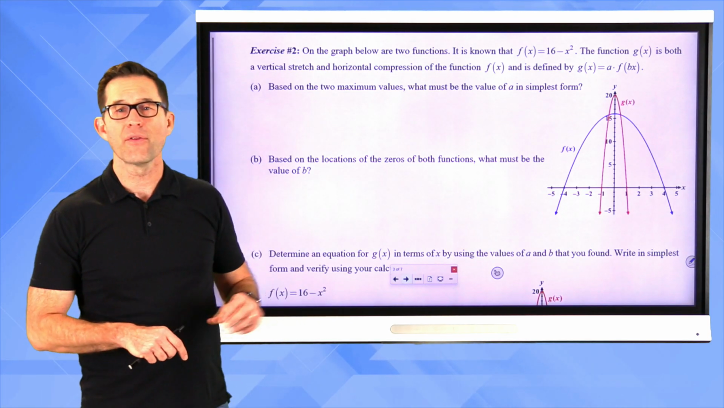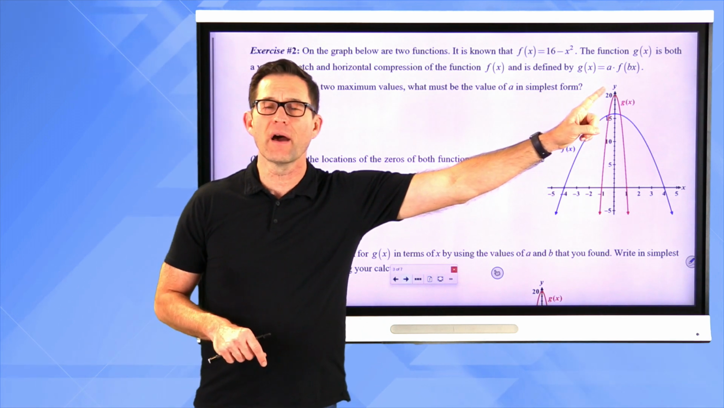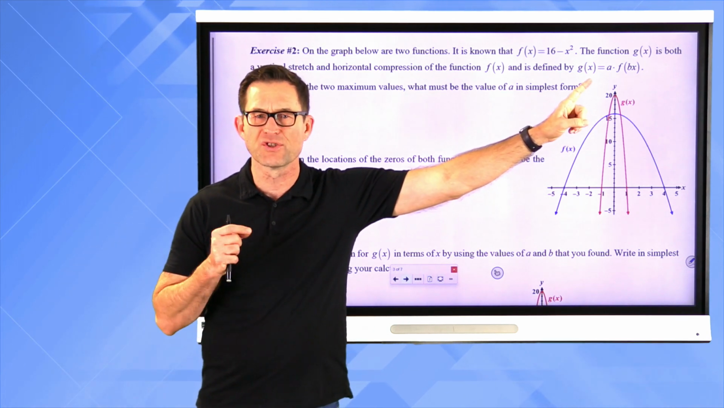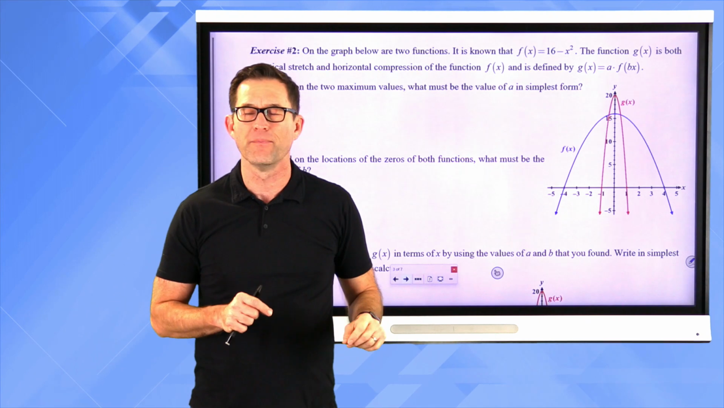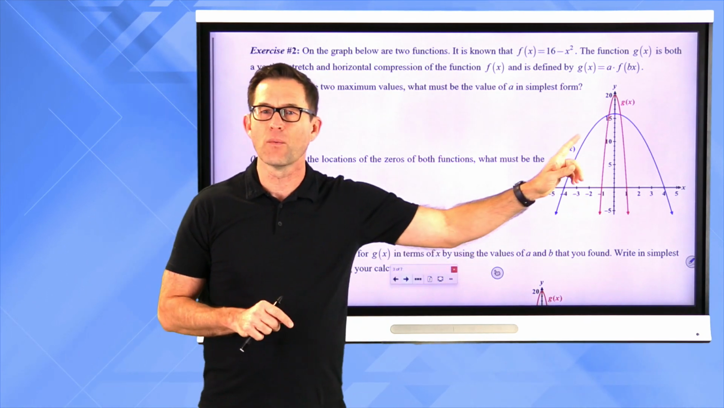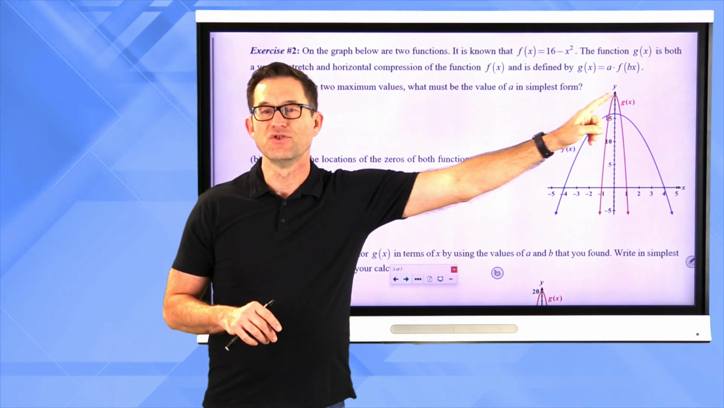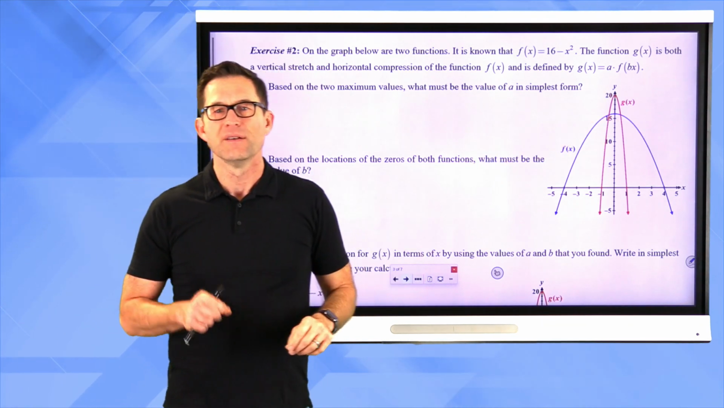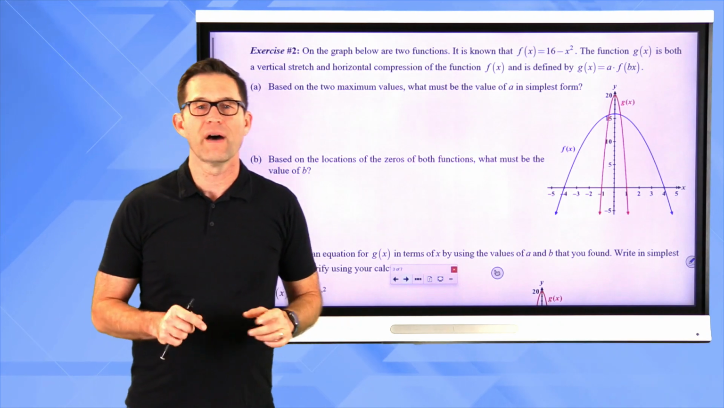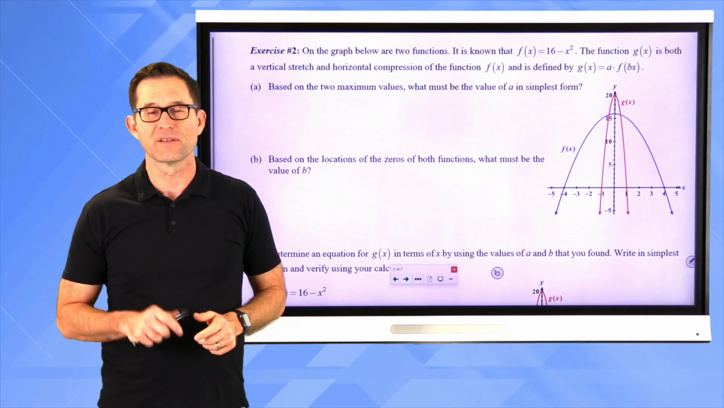All right, so in other words, a is the number that's really kind of helping us think about the vertical stretch in this particular problem. And I can really get at that by saying, well, look, the maximum value of f of x occurs here, and g of x occurs here. See if you can then figure out what the value of a is based on that.